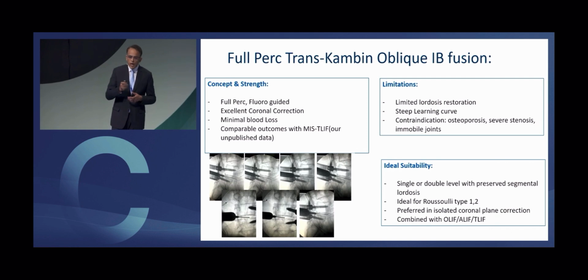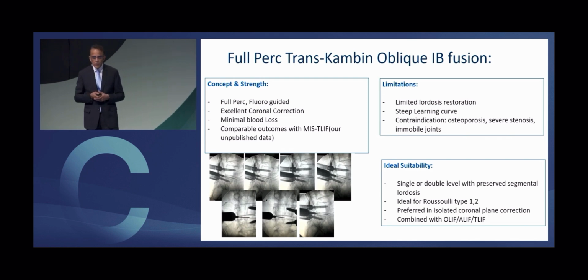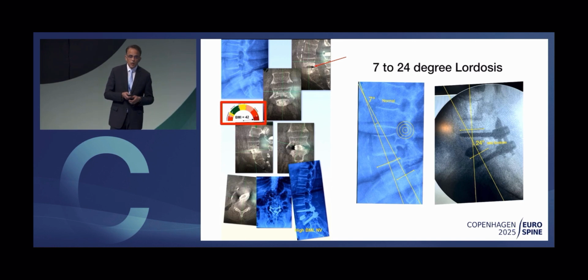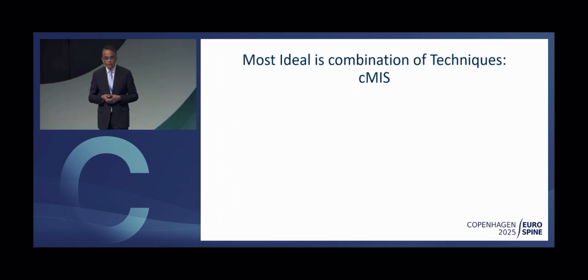It is most ideal for single or double level fusion surgeries with preserved segmental lordosis, ideal for Roussouly type 1, type 2 pelvis, preferred for isolated coronal plane corrections, and combined with OLIF, ALIF, and TLIFs. Specifically, my choice would be in a very high BMI patient like this. You can see that this patient has a good potential to restore lordosis, and doing percutaneous lumbar interbody fusion, you can restore your lordosis from 7 degrees to 24 degrees, because this patient's segment was quite mobile and pre-existing lordosis was present.